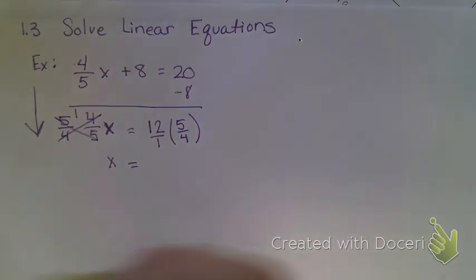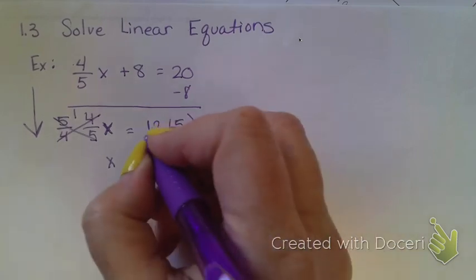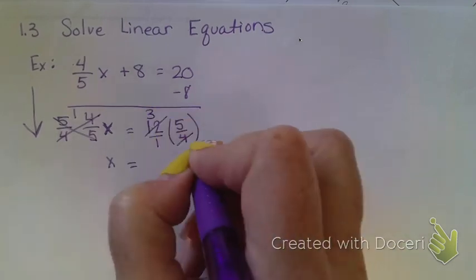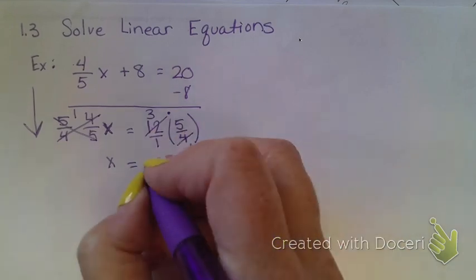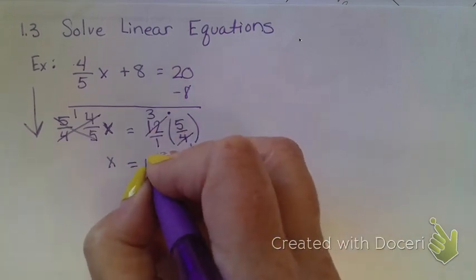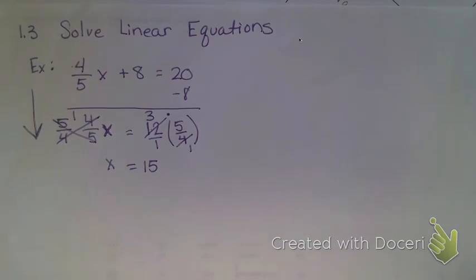Does 4 go into 12? 3. Yes. So 4 goes into 4 once. 3. So it's going to be over 1. So it's a whole number. So 3 times 5 is 15. You get x equals 15, and that is 20 when we check.